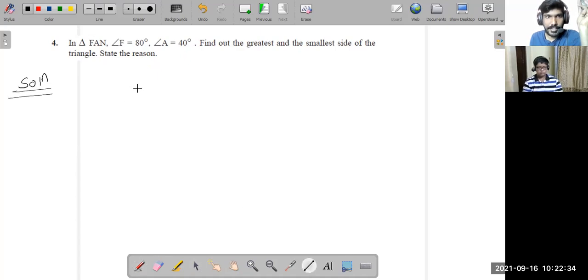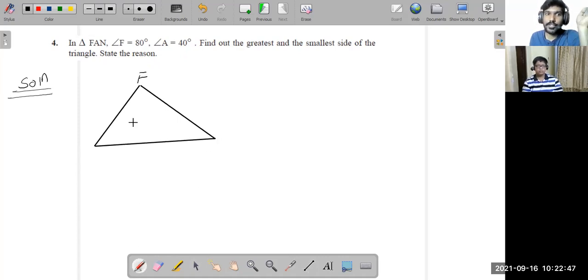So I'll just draw the triangle. Now here you have to find the greatest side and the smallest side. Same theorem we have to use, but converse of it. Suppose this is F, this is A, this is N. F is given 80 degree, A is given 40 degree. If A is 40, F is 80, how much will be N? 60 degrees.